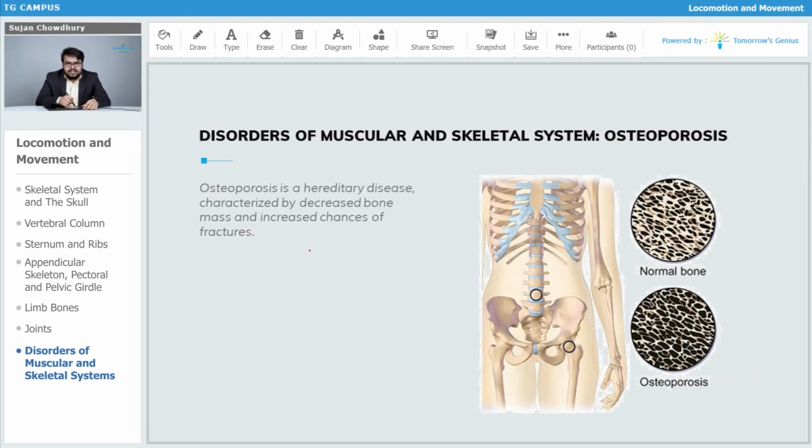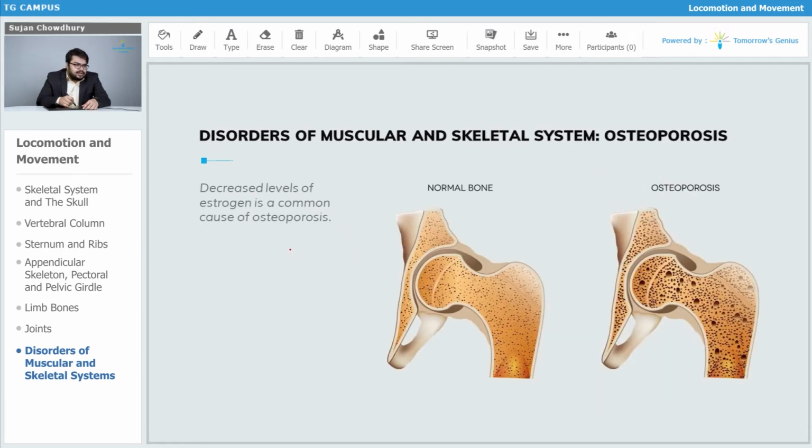Osteoporosis. This is one of the commonest diseases we have heard. It is a hereditary disease characterized by decreased bone mass and increased chances of fracture. So here we can observe the normal bone and the osteoporosis bones. In this case, the bones have become very weak, and even minor injuries can lead to serious fracture of some major important bone of the body.